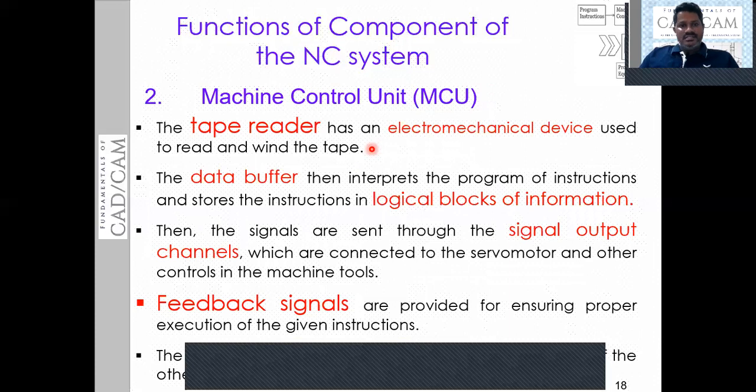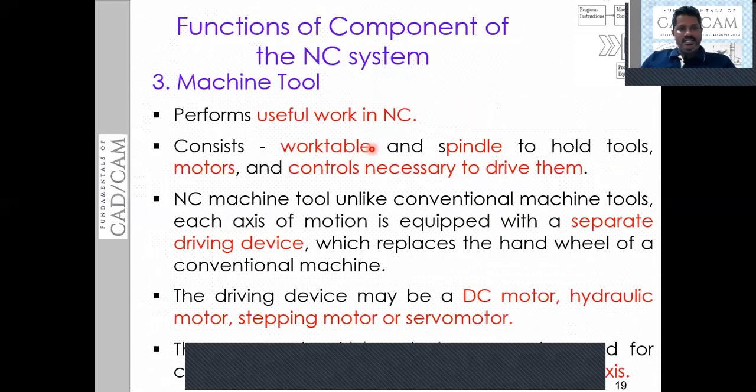Now let us discuss the machine tool, as the machine control unit has already been discussed. The machine tool in this case is an NC machine where the actual useful work is performed. This consists of a table and spindle to hold the tools, and it also consists of the motor to give motion to the work table or to the spindle, and the controls necessary to drive them.